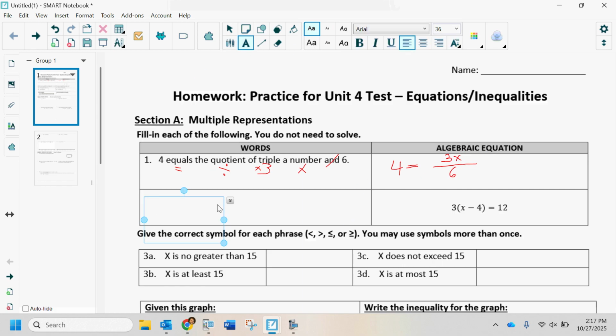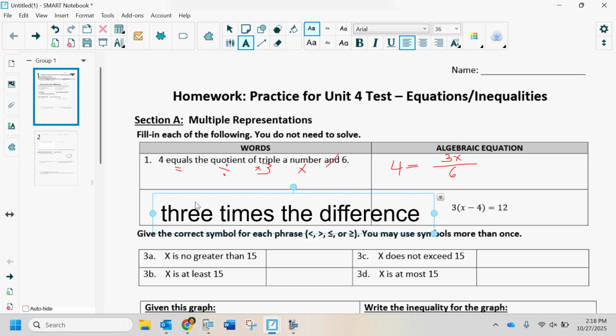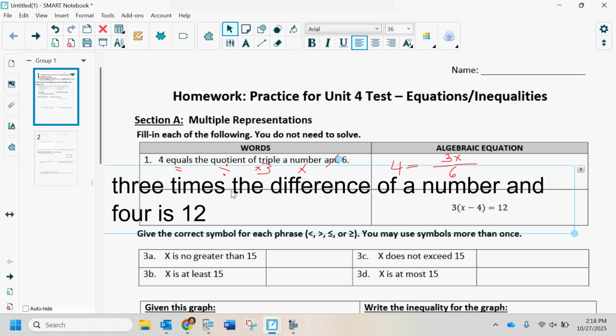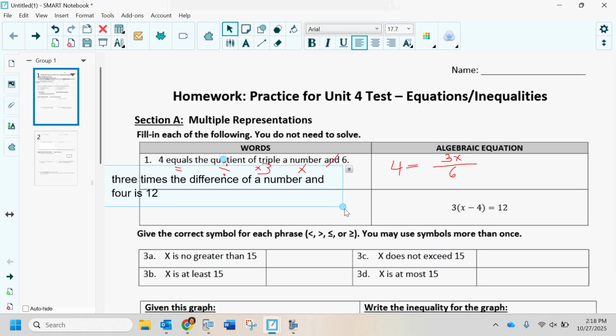Now for number 2, which I forgot to label number 2, when you're writing it out yourself, you want to make it nice and easy, right? So 3 times the difference, because we have subtraction of a number and 4, is equal, or you can say is 12. There you go. Make it easier on yourself. Just use the words.